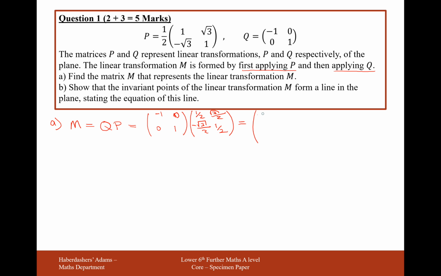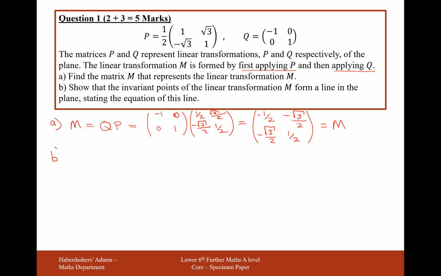So the first one is -1/2. The second one is -√3/2. Next one is -√3/2. And the last one's a half. So the way we multiply these matrices, we go along the row in the first column and down the rows in the second matrix. Okay, so this is our transformation M.